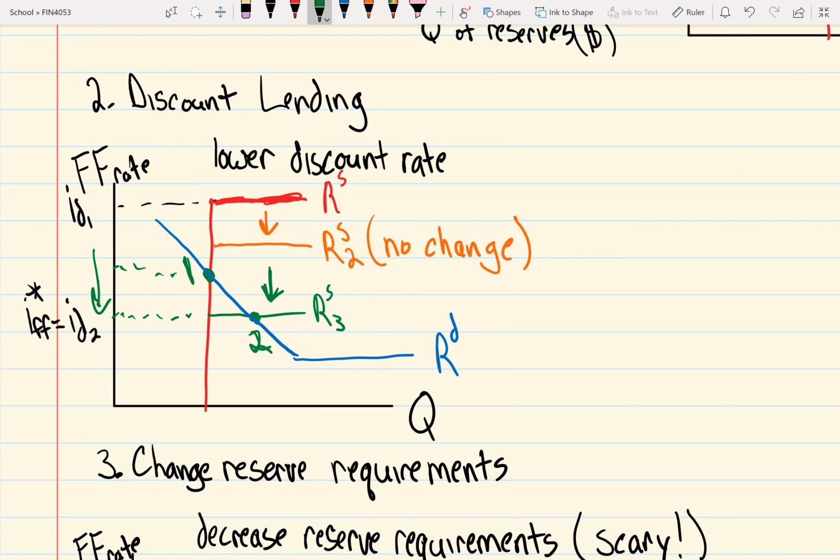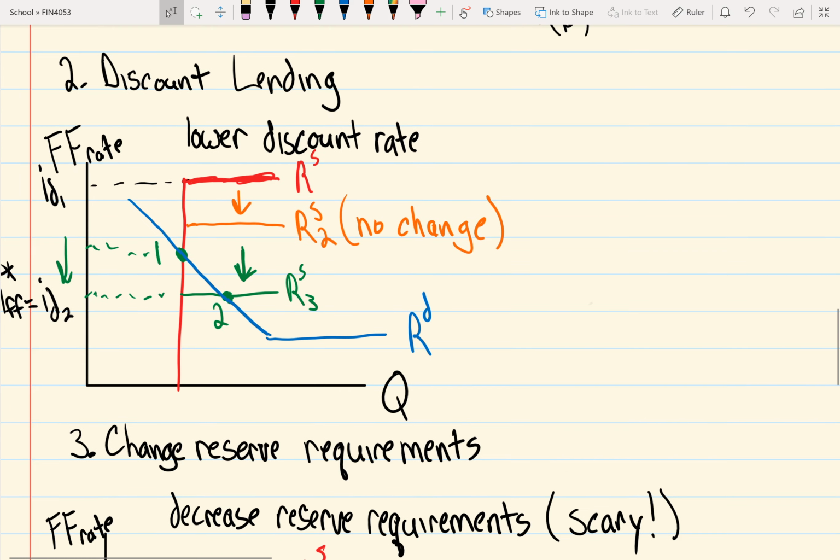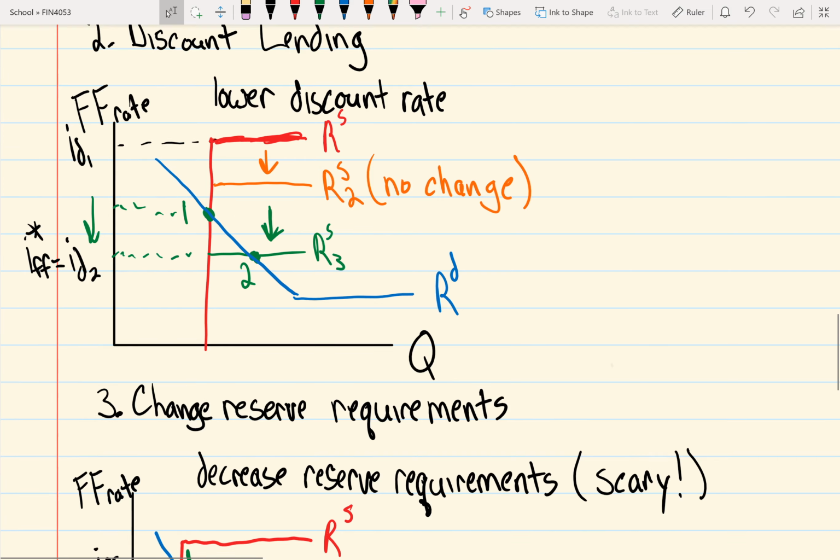arrow. So of course, as you can see, again, we would be at 1 before this happened, and then by lowering that discount rate, we would move to 0.2, and again, this would also lower the equilibrium federal funds rate. And this would be at the point where the federal funds rate equals the discount rate. So that could be an alternative to lowering the federal funds rate other than an open market purchase.